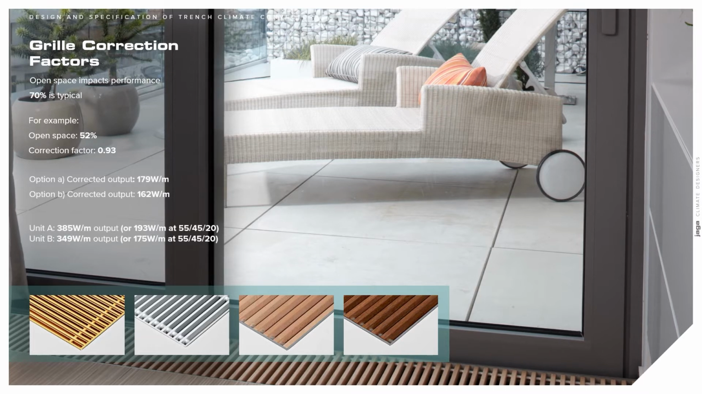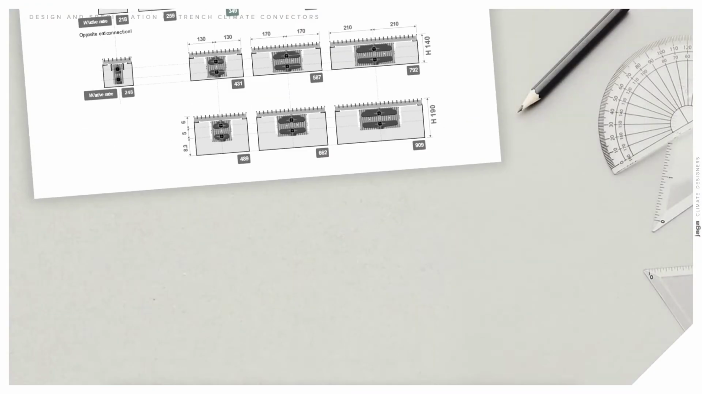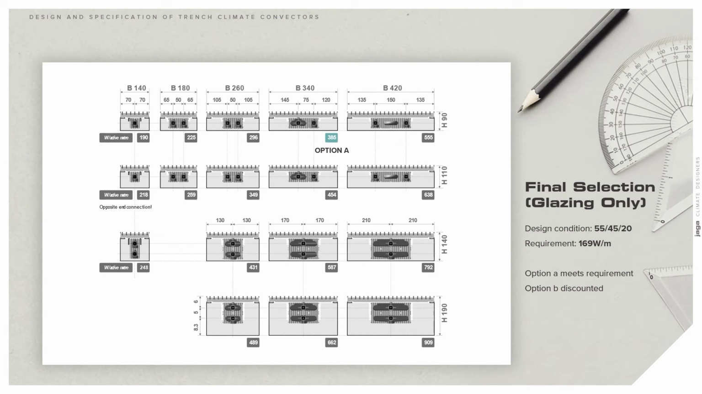Unit A provides an output of 385 watts per meter, or 193 watts per meter at 55-45-20. Unit B provides an output of 349 watts per meter, or 175 watts per meter at 55-45-20. Option B is now below the requirement of 169 watts per meter, and as a consequence should be discounted. Option A is now the preferred selection.